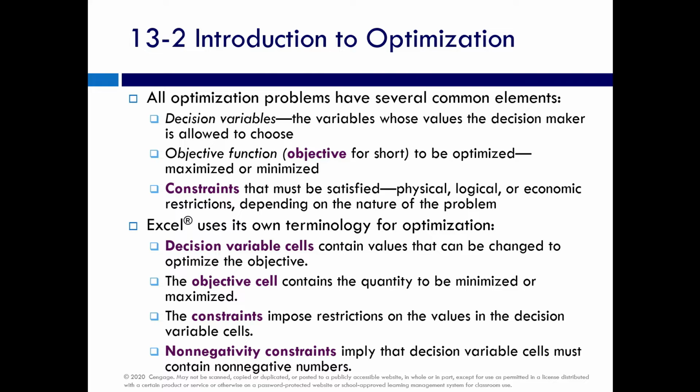Excel uses its own terminology for optimization. Decision variable cells contain values that can be changed to optimize the objective. The objective cell contains a quantity to be minimized or maximized. The constraints impose restrictions on the values in the decision variable cells. Non-negative constraints imply that decision variable cells must contain non-negative numbers.